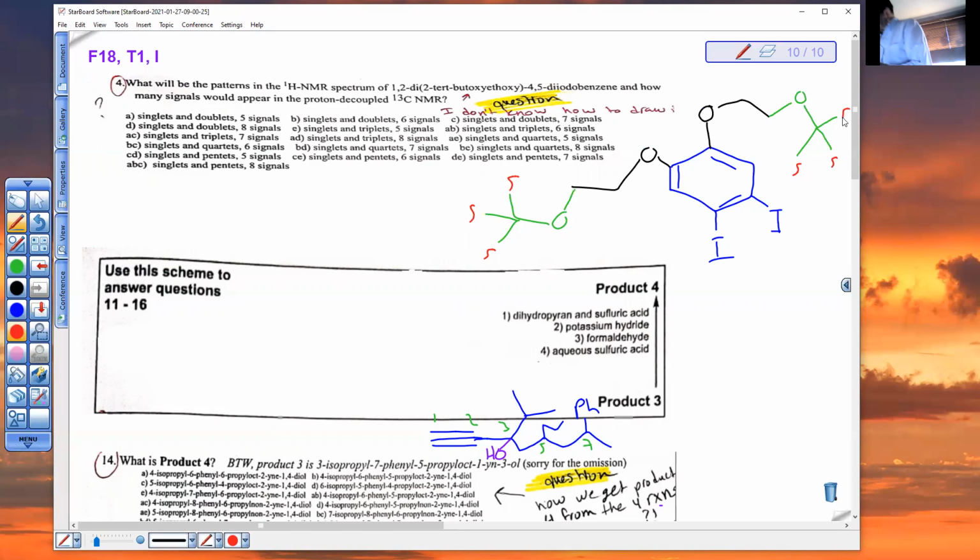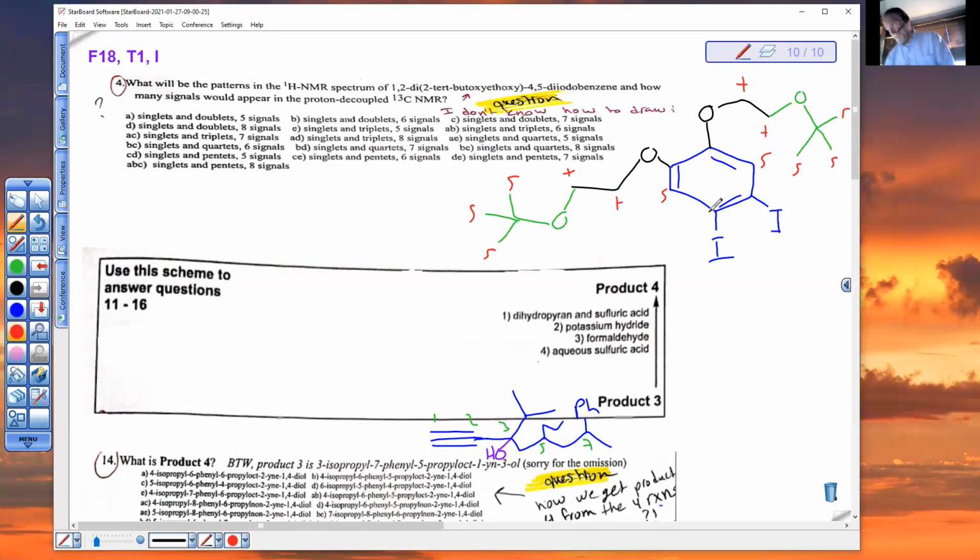I'll see a triplet here. How come? 2 neighbors. Where are they? They're here. Same story for the same group. And these are singlets. There's no neighbors. There's no H here, no H here, no H here, and no H here. So just singlets and triplets.